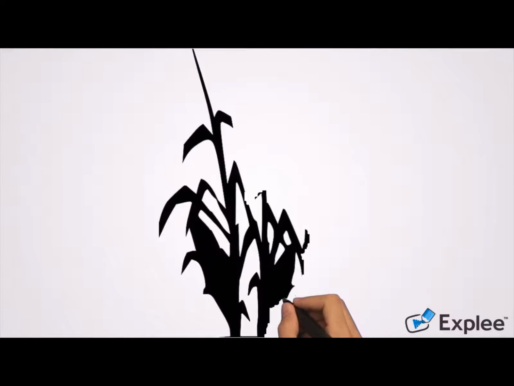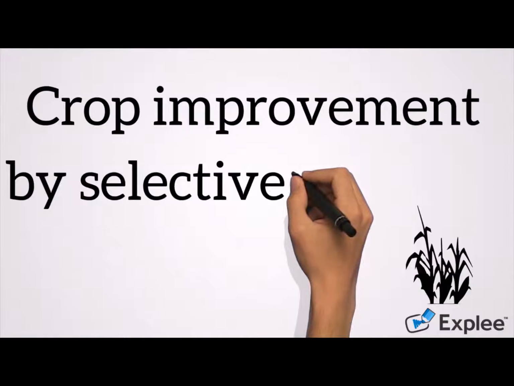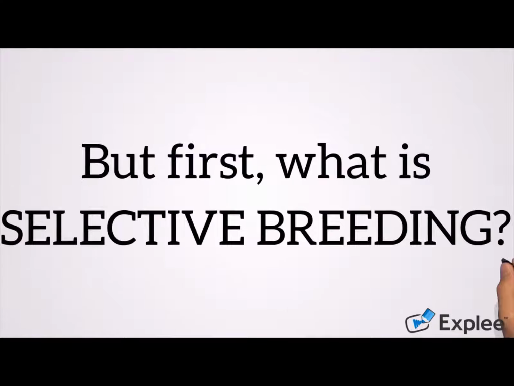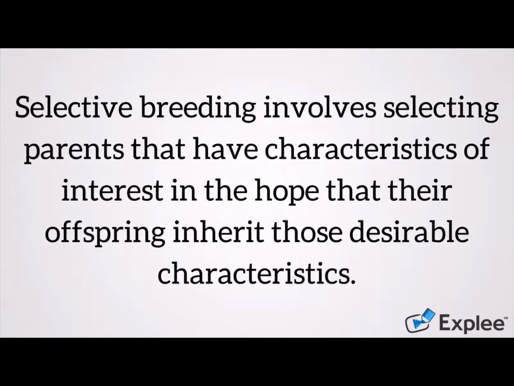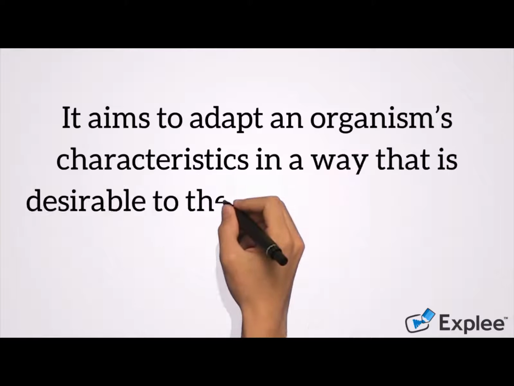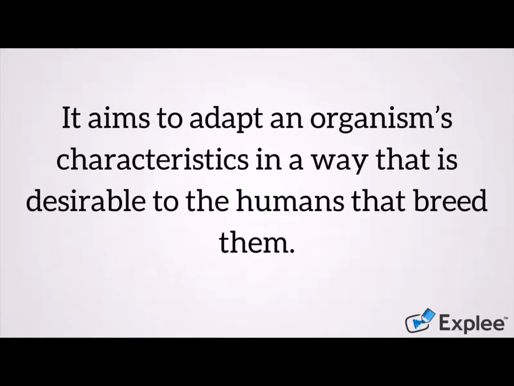Hi everyone! Today, we will be discussing crop improvement by selective breeding. But first, what is selective breeding? Selective breeding involves selecting parents that have characteristics of interest in the hope that their offspring inherit those desirable characteristics. It aims to adapt an organism's characteristics in a way that is desirable to the humans that breed them.